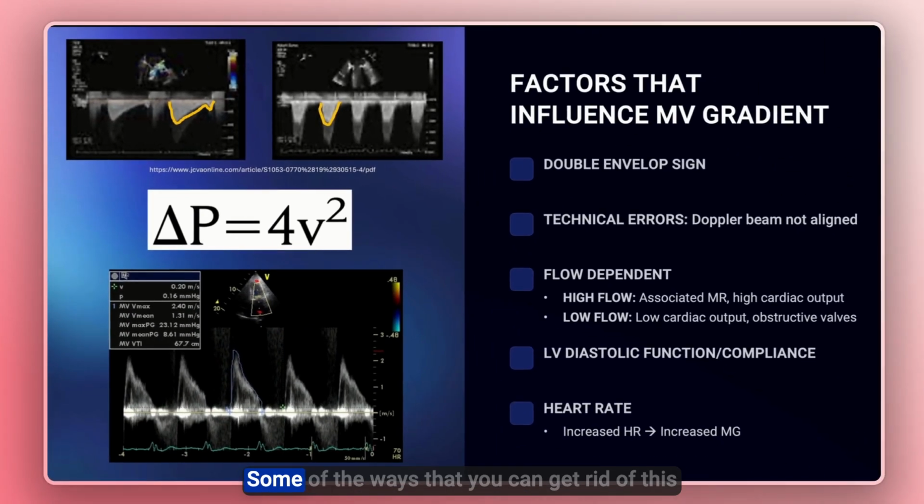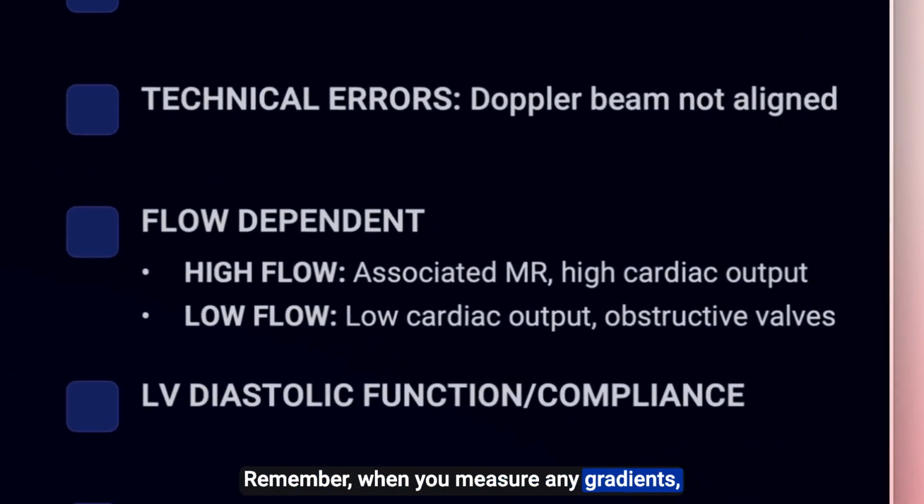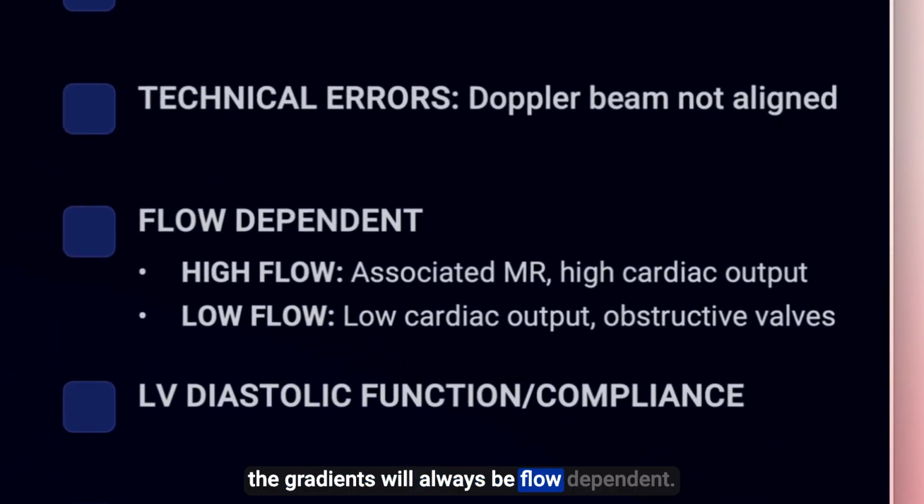mean gradient. Some of the ways that you can get rid of this double envelope artifact include shifting your Doppler beam slightly to change it, or turning down the Doppler gain setting to get rid of the artifact that makes that mean gradient look much bigger. There can be technical errors that can occur where your Doppler beam is not properly aligned that can give you inaccurate gradient measurements. Remember, when you measure any gradients, the gradients will always be flow dependent.